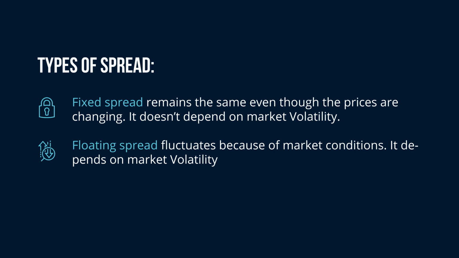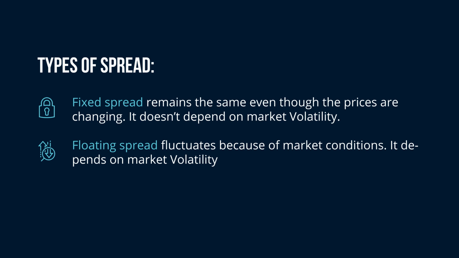There are two types of spread. One is called fixed spread. It remains the same even though the prices are changing, so it does not depend on market volatility. And there is also floating spread. It fluctuates because of market conditions and it depends on market volatility.